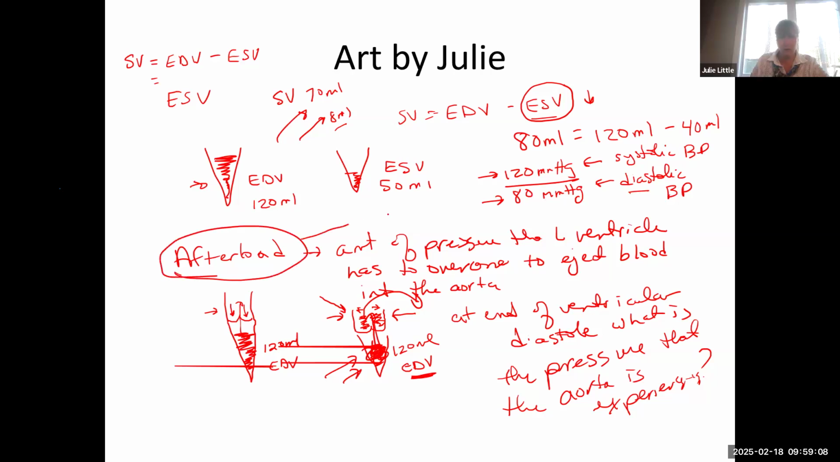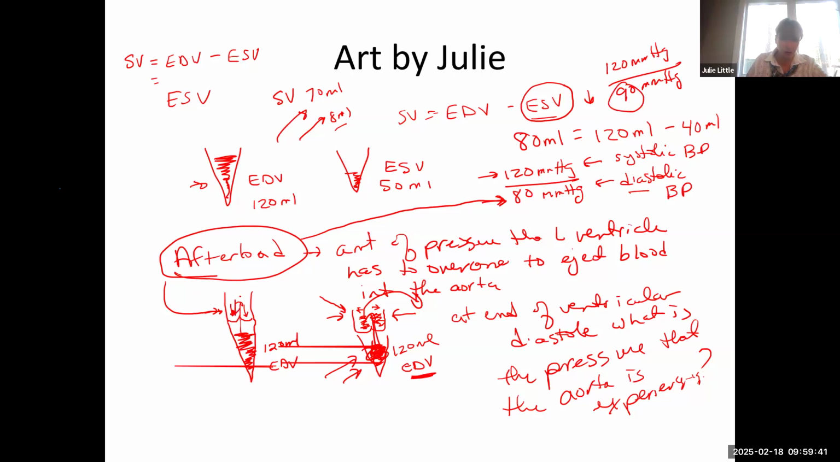Afterload, now we know, is the pressure that the left ventricle has to overcome to get blood up into the aorta. And that is also this right here. So if we increase afterload, meaning say you go to the doctor and they check your blood pressure and it's 120 over 90, that's a higher amount of pressure that the left ventricle has to overcome to get blood up into the aorta. This afterload has increased.